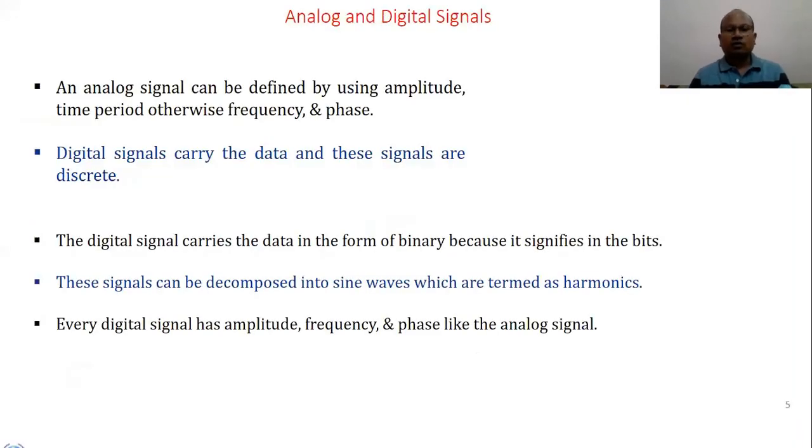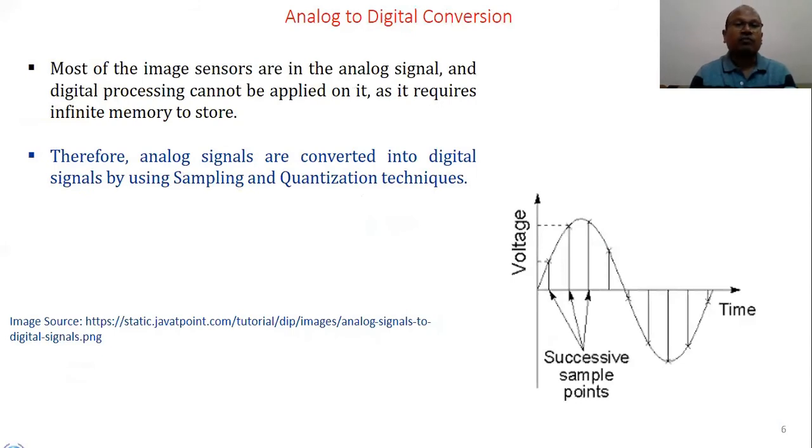Yes. So after watching the two small videos, we can see an analog signal is defined by using amplitude, time period or frequency, or phase. Digital signals carry the data and these signals are discrete. The digital signal carries the data in the form of binary because it signifies in bits. These signals can be decomposed into sine waves, which are termed harmonics. Every digital signal has amplitude, frequency, and phase like an analog signal as well.